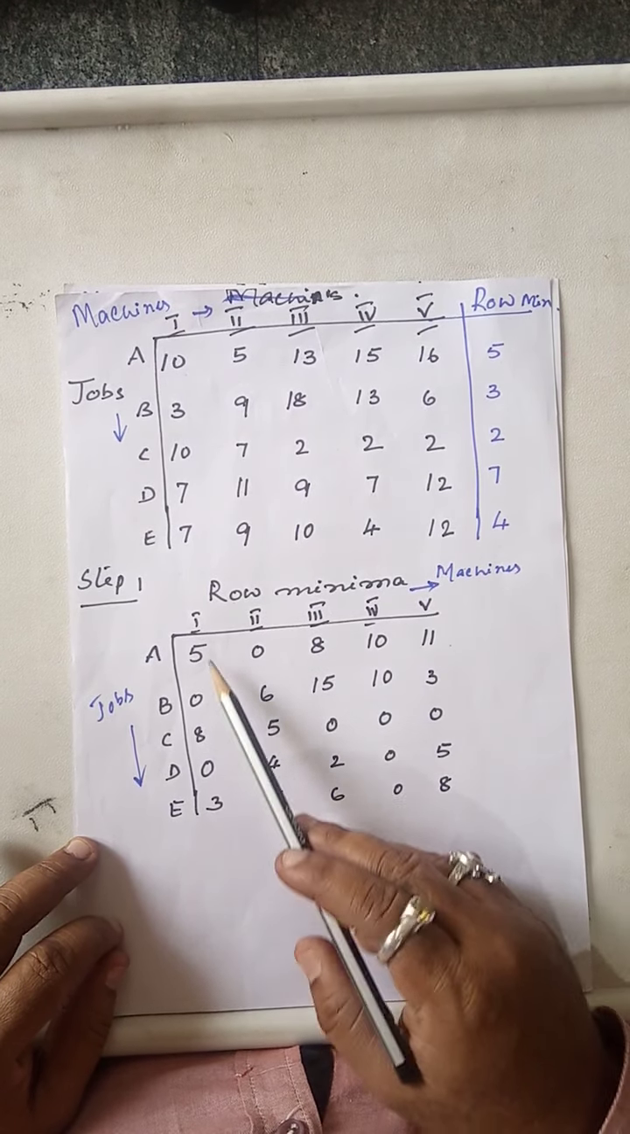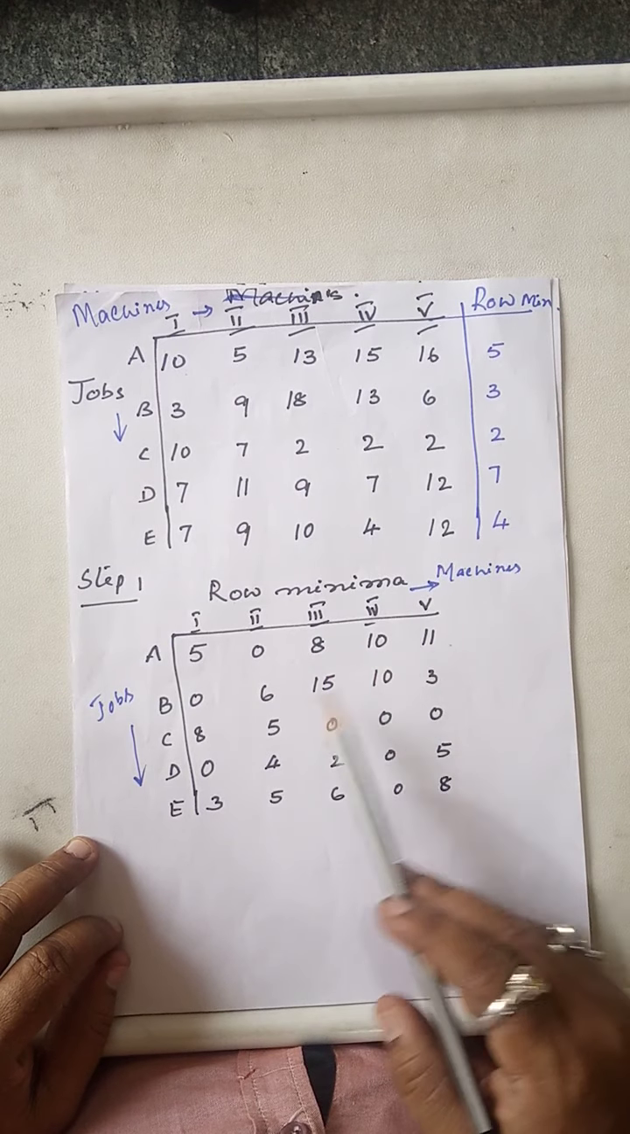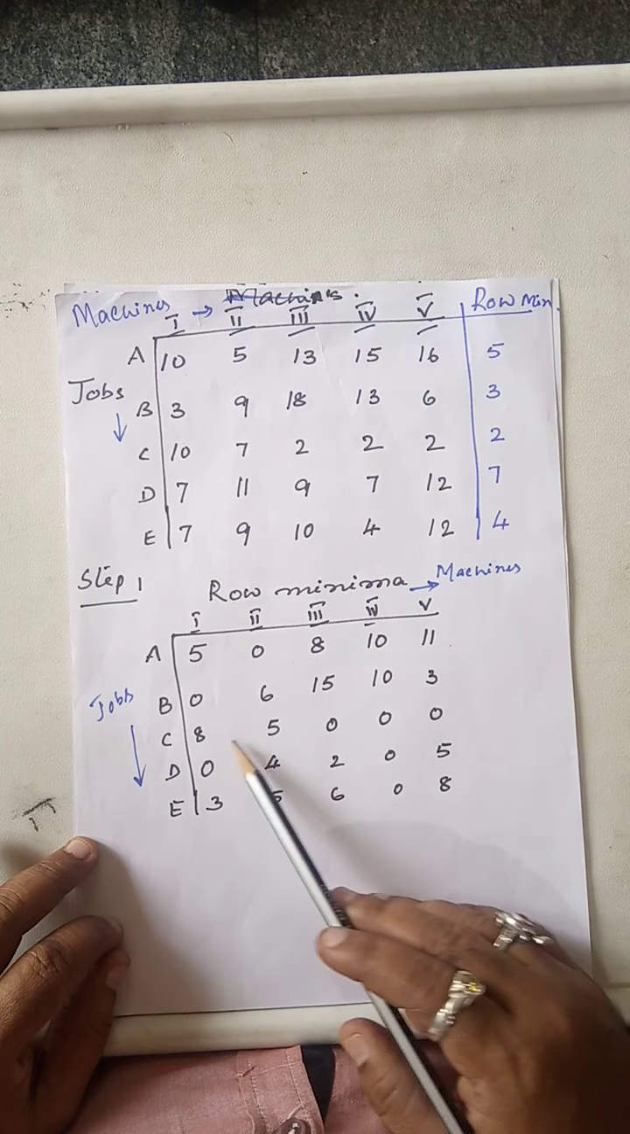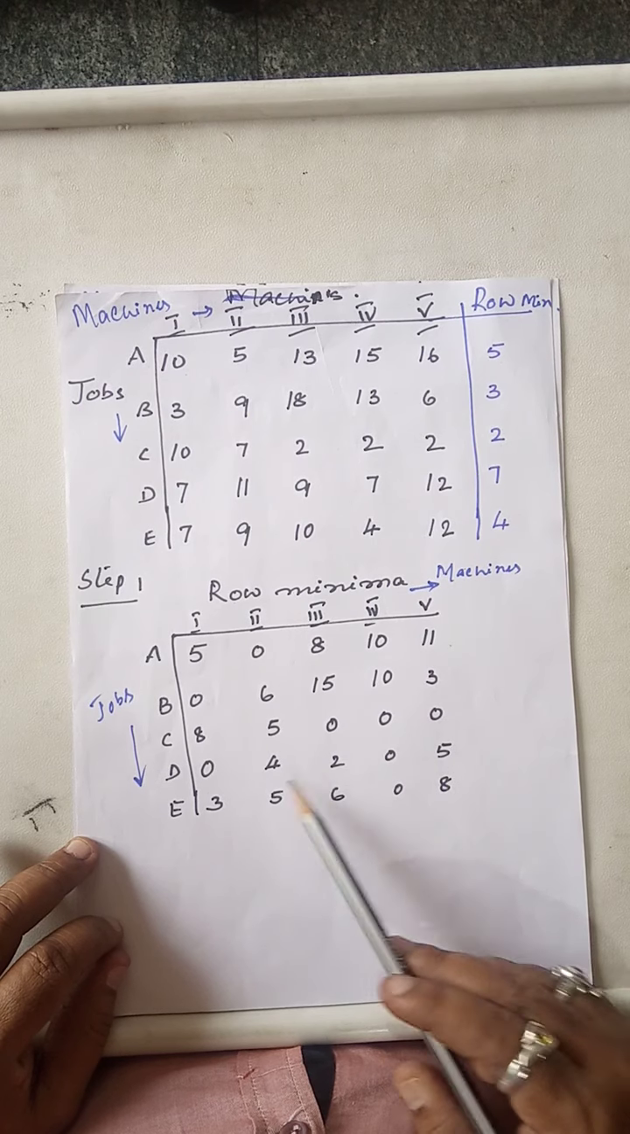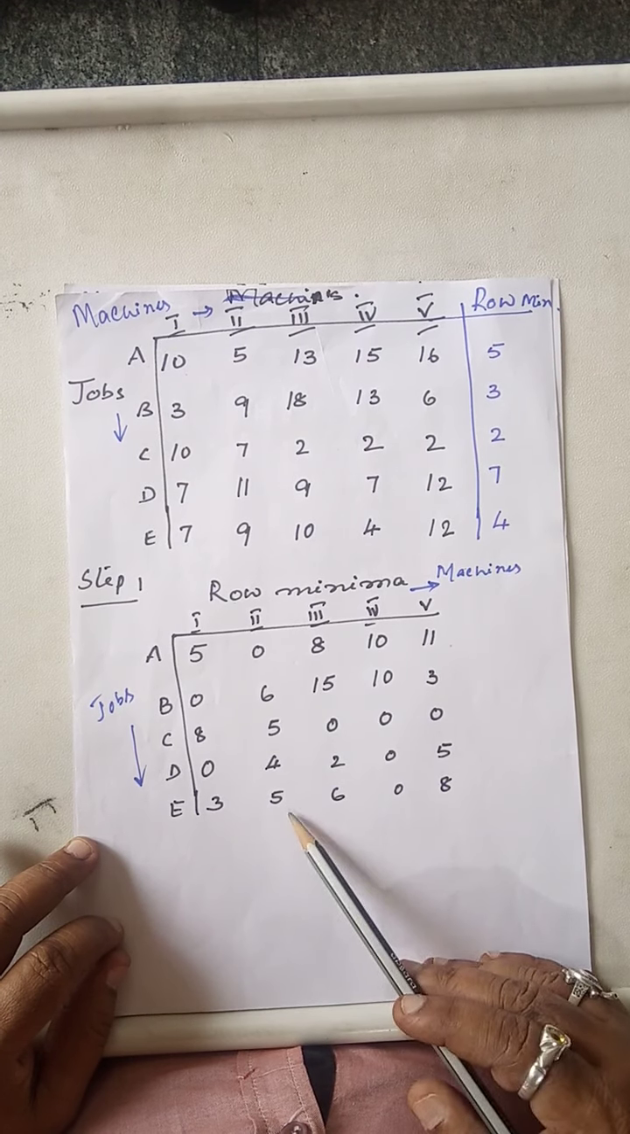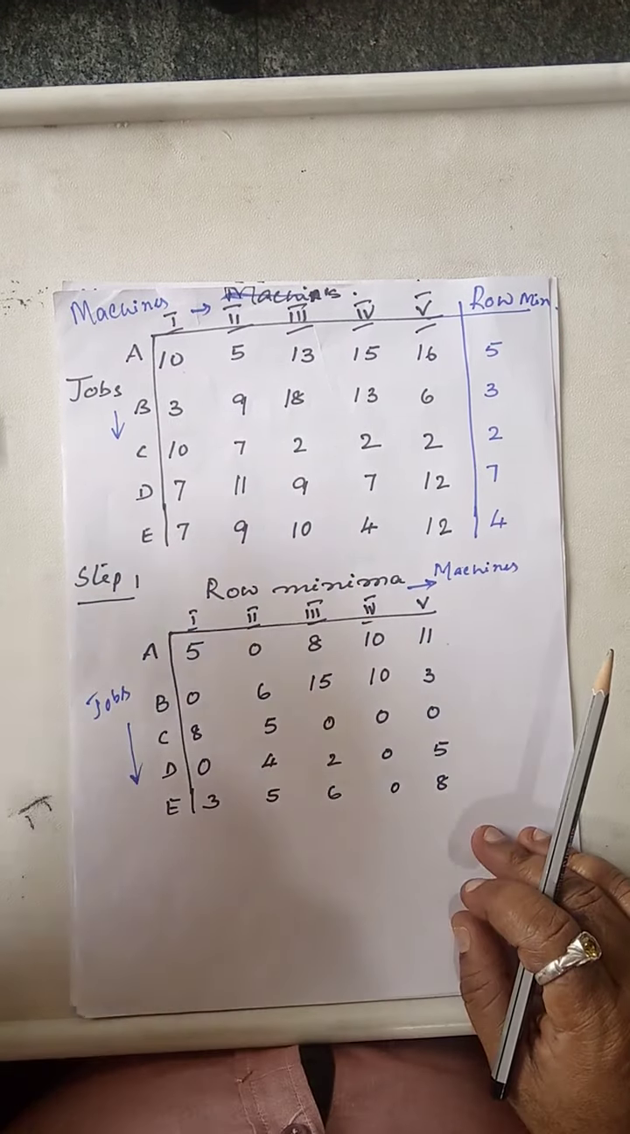The revised matrix here is 5, 0, 8, 10, 11. And 0, 6, 15, 10 and 3. 8, 5, 0, 0, 0. And 0, 4, 2, 0, 5. 3, 5, 6, 0, 8. And this is row minima.